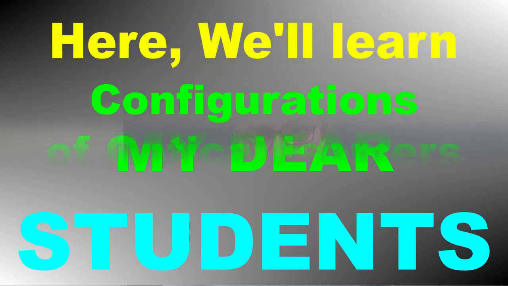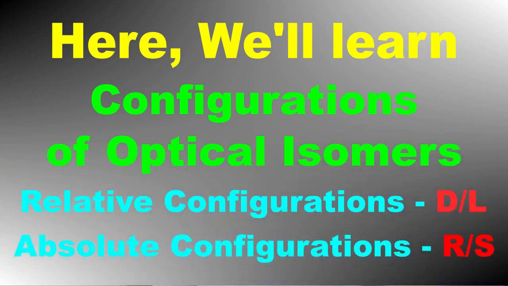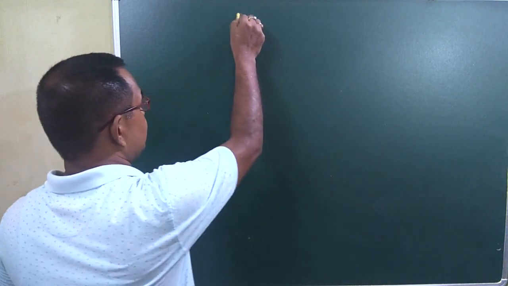Today we will discuss configuration of optical isomers. For optical isomers, we can have two types of configurations, relative and absolute. Okay, first we come to relative configuration.